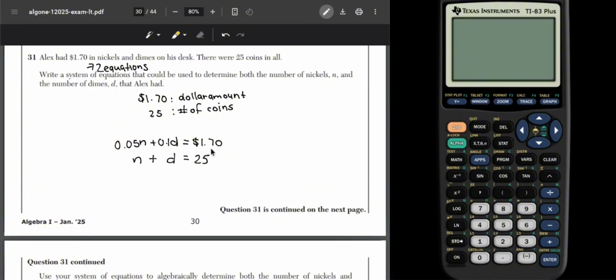So my first equation focused on finding the number of nickels and the number of dimes that would give me $1.70. The second equation focused on finding the number of nickels and the number of dimes in order to get 25 coins in all. Please make sure that you use the correct variables, because if you use, for example, x and y, you're not going to get full credit. As long as they state the variables that they want you to use, you won't get a point if you use other variables. If they don't, fine, use whatever you want. But if they tell you that nickels is n and dimes is d, you must use that for your equations.